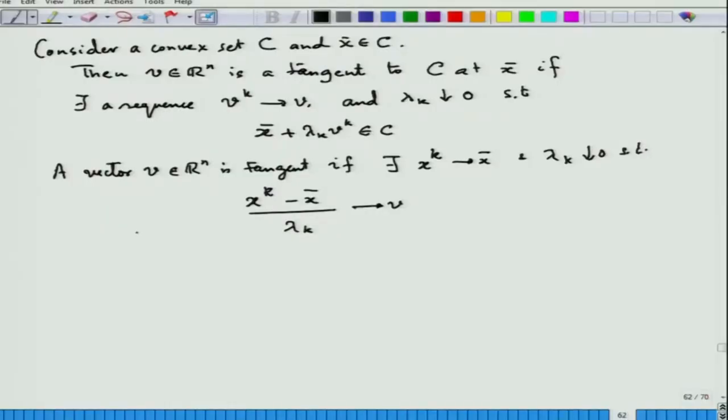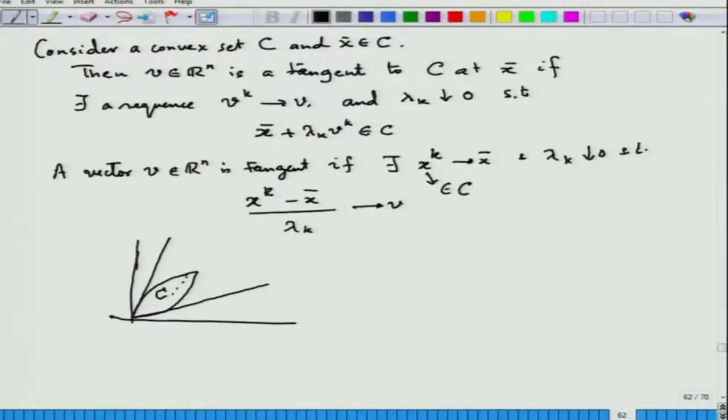So, if you have any set, I will assume, for example, this nice looking convex set C. Then what is the tangent? Of course, there are two curves, so you draw these two curves, but I can talk about any sequence coming to this point in C. What is important is that x^k must be in C, and I am looking at these differences x^k minus x bar, and then modulating them with lambda.